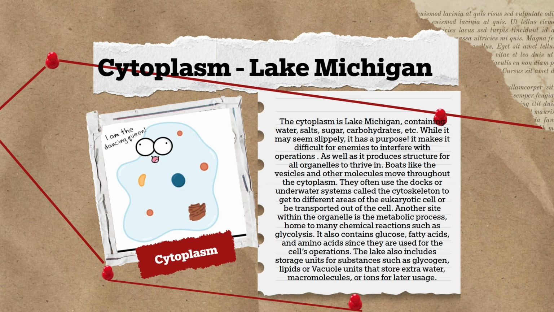Another site within the cell is the metabolic process, home to many chemical reactions, such as glycolysis. It also contains glucose, fatty acids, and amino acids since they are used for cell operations. The lake also includes storage units for substances such as glycogen, lipids, vacuoles that store extra water, macromolecules, or ions for later usage.